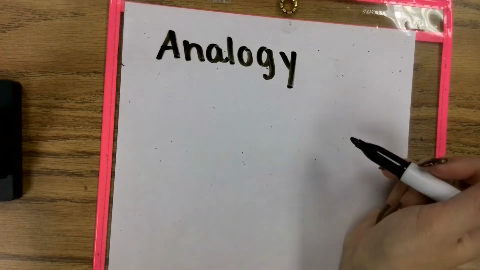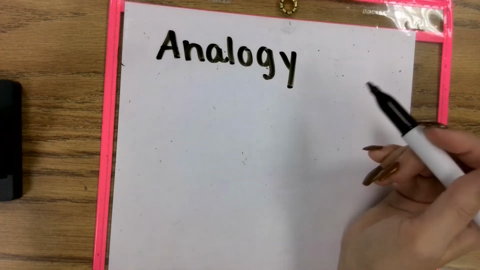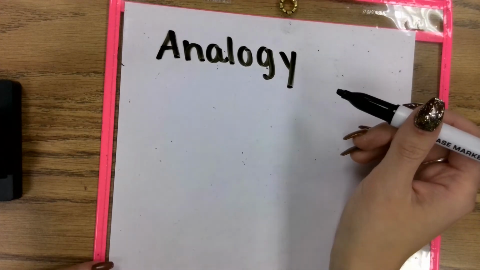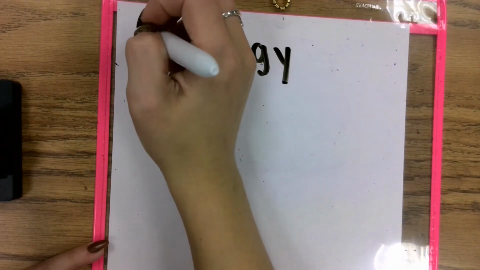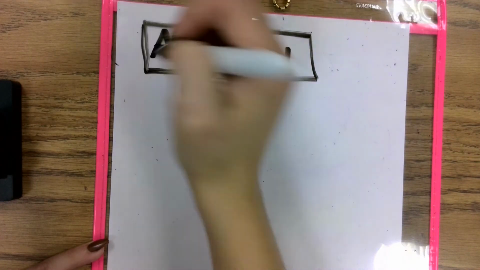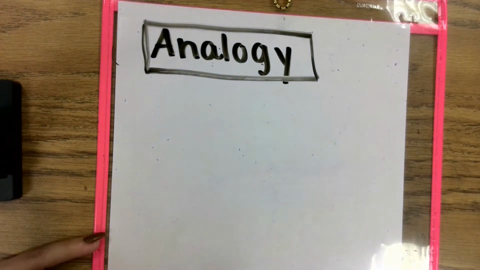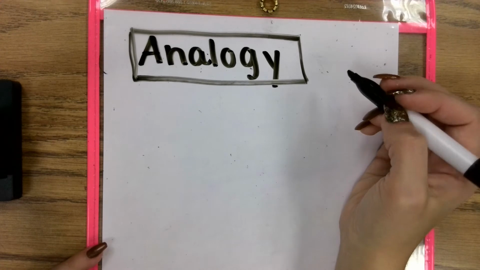An analogy is a way to compare two things. It doesn't have to be that you are comparing them because they are the same. You can also compare them because they're different.